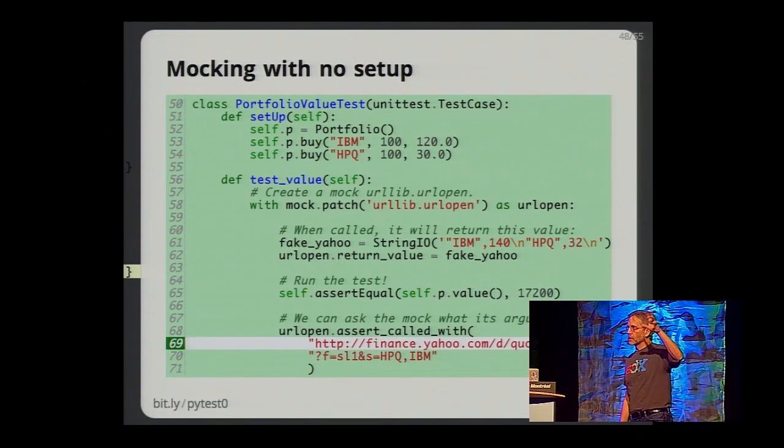Maybe the URL got broken in some refactoring, and the actual code would have failed where our mock would have succeeded. Here we can actually assert that we're getting called with the URL we thought we were being called with. So now we've got mocking with no explicit setup. We didn't have to write an implementation of something. We simply had to make one out of this magic mock module and tell it what we wanted it to do.